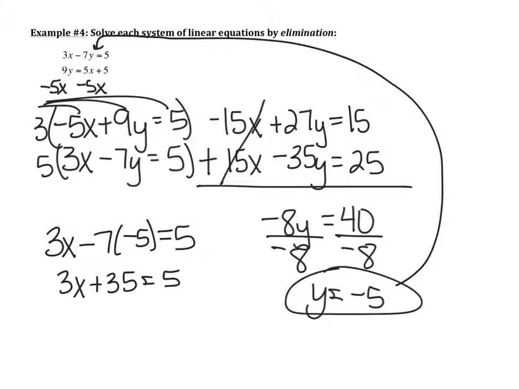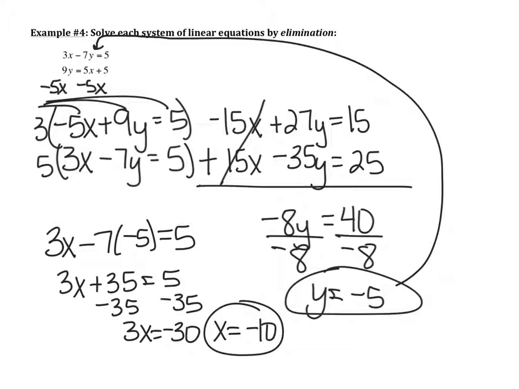If we subtract the 35 from both sides, I would end up with 3x equals negative 30. Divide both sides by 3, so you end up with x equals negative 10. Remember, write your answer as an ordered pair as if you graphed it. So we'd end up with negative 10, negative 5 as our final answer.